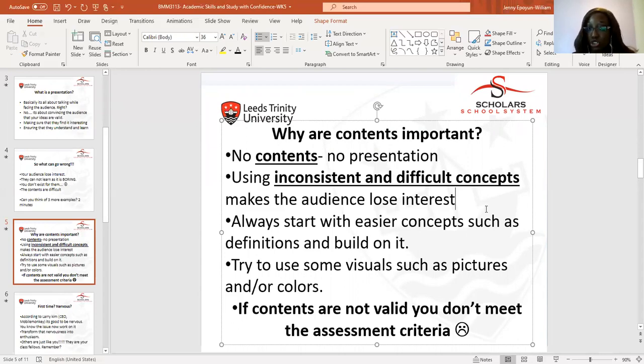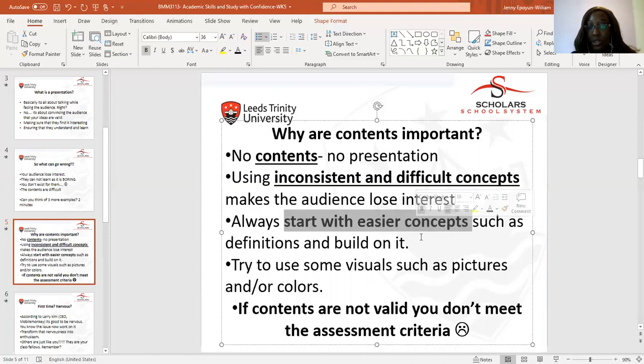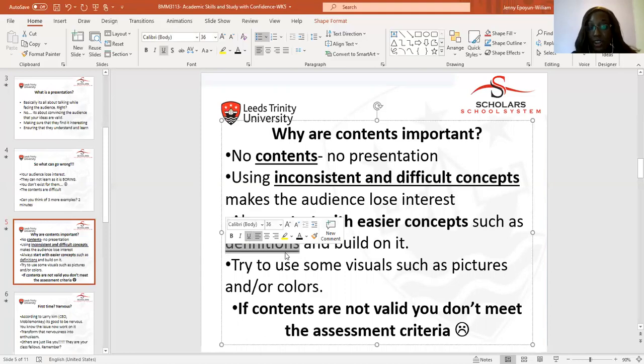So you need to have a structure, and you have to make it simple. You need to keep it simple for the audience. So there's a structure, there's a format, so they don't lose interest. If your ideas are all over the place, you may be unable to sustain the interest. So it's best to always start with easier concepts. For example, you start with definitions and then you build on it.